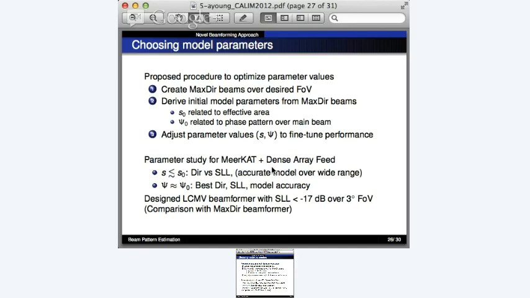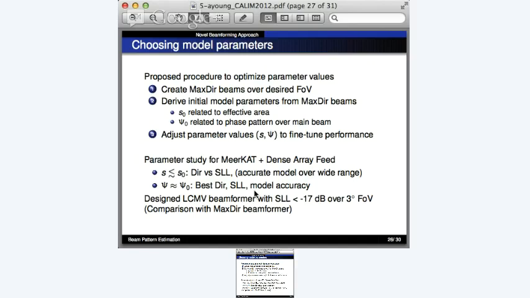So we did a parameter study for the MeerKAT with the dense array feed. And it turns out that for this beam width scaling approximately equal to or less than the equivalent for the maximum directivity value, we are ensured an accurate model over a large range of this parameter value. And then we see expectedly a trade-off between directivity and side lobe level. And for this phase gradient parameter, the best performance is obtained in terms of directivity, side lobe level, and model accuracy if we choose it equal to the max directivity equivalent.